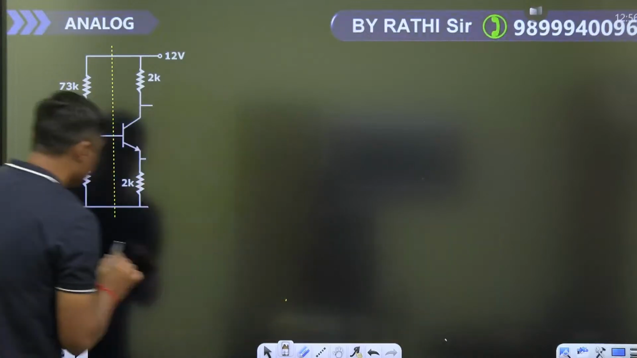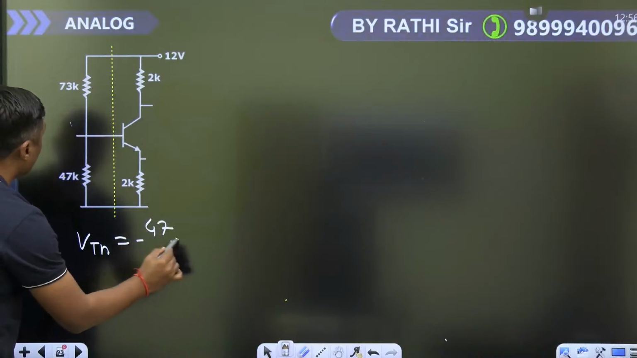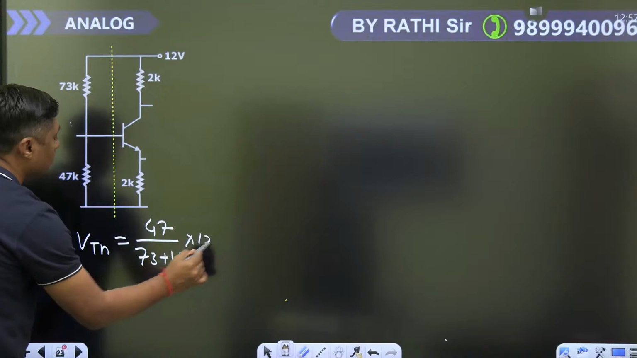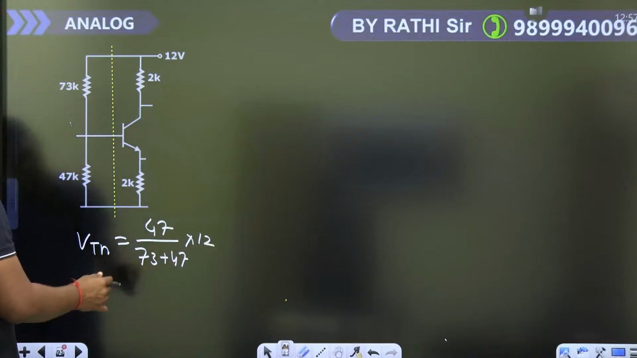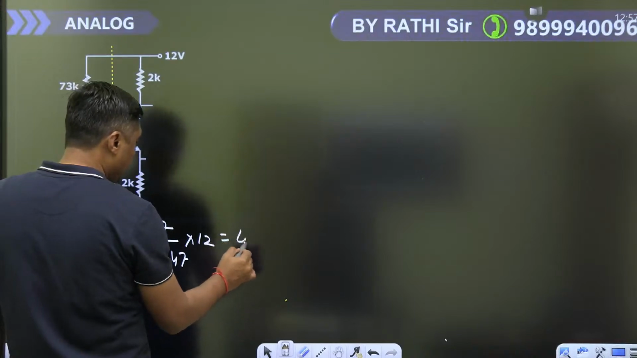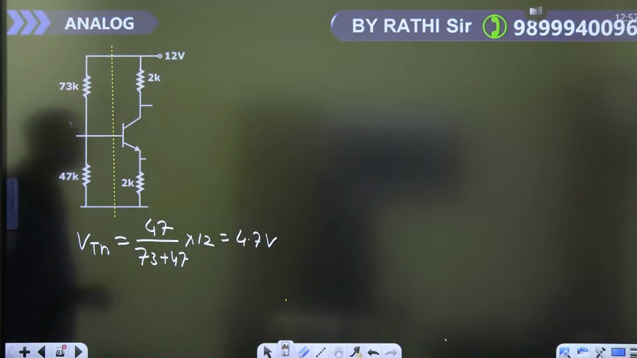Only find the VTH. 47 upon 73 plus 47, into 12 volt. So 73 plus 47, that is 120. So that is 4.7 volt. So VTH is 4.7 volt.